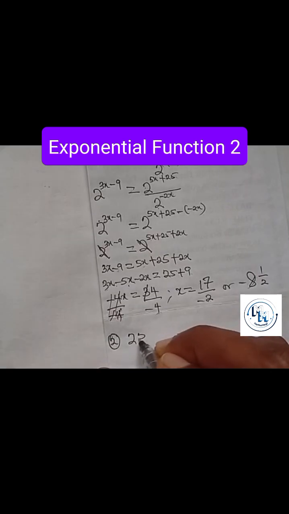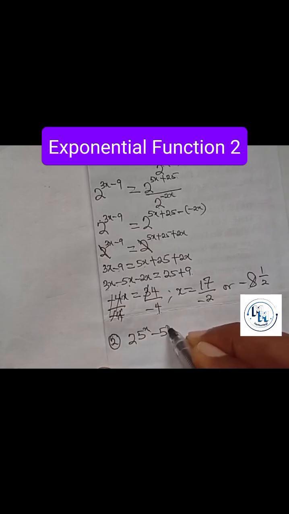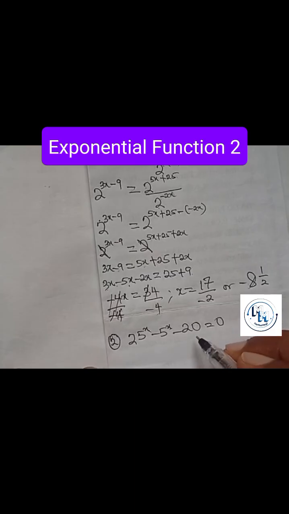Then that is all for that. The second one says 25^x minus 5^x minus 20 equal to 0. Now, of course, looking at these two, you can still make 25 to have the same base as 5, which is the same as saying (5^2)^x, since 5^2 is 25. This x is still what is here, minus 5^x minus 20 equal to 0.